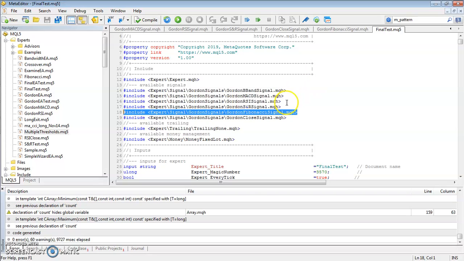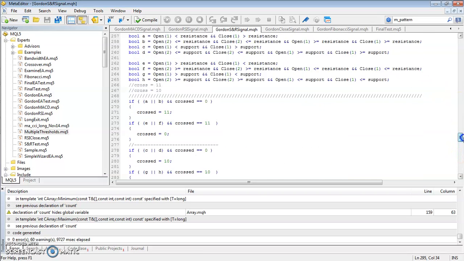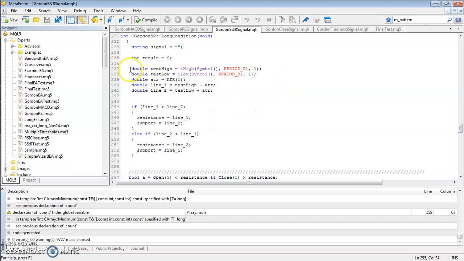So moving on, this is the support and resistance line. So very quickly, it's pretty much the same as the Fibonacci logic. So here, the previous day's high, the previous day's low, the average true range from the previous day.